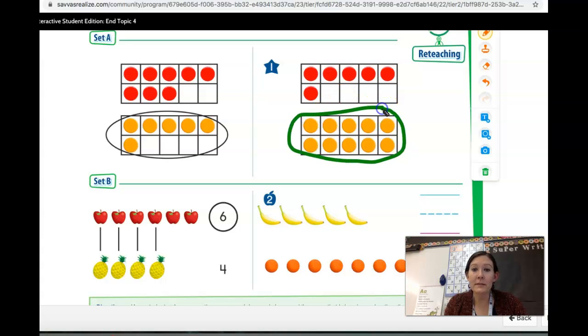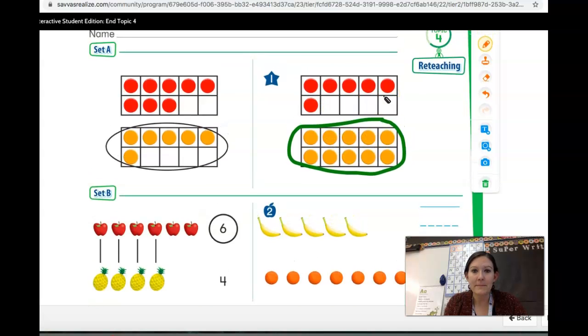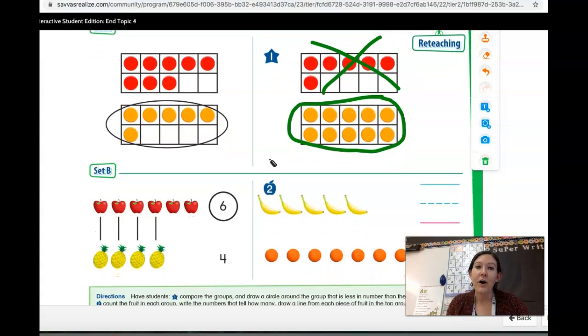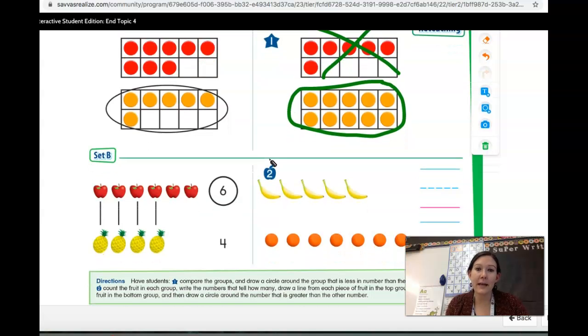I know that group is greater because it doesn't have any empty spaces. This ten frame has empty spaces. This group is less in number than this group. Remember, grown-ups, if you're following along with us, they've kind of done it backwards here. Mrs. Barnard will always have you circle the group that's greater and X the group that's less, even if the directions say it different. Always circle the greater, X the less.